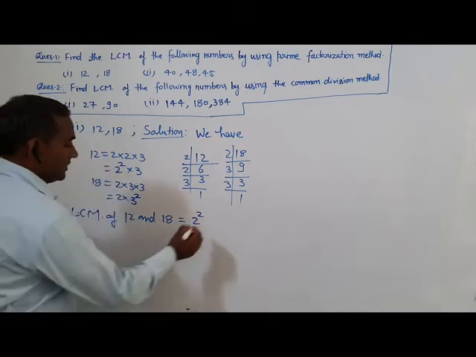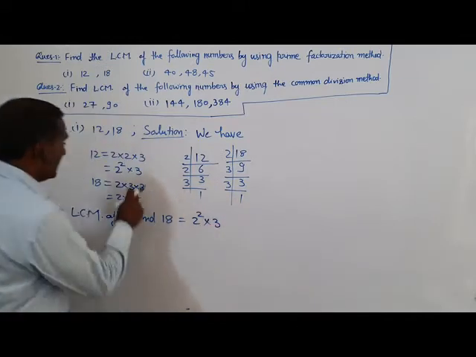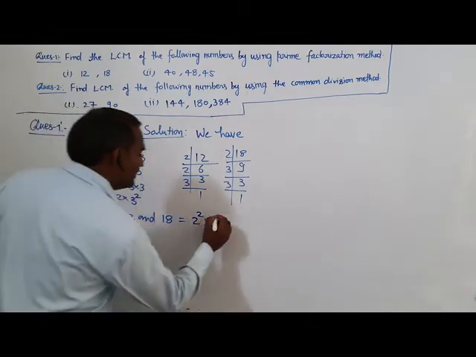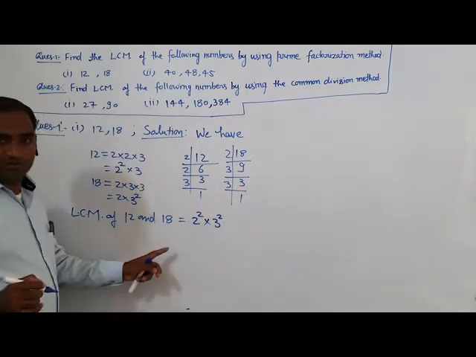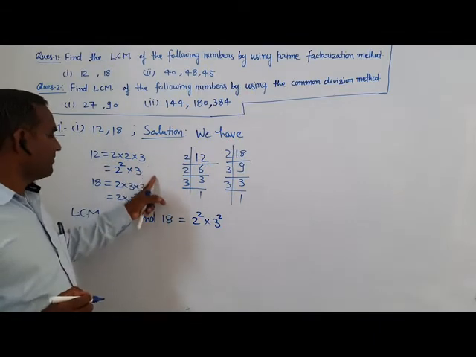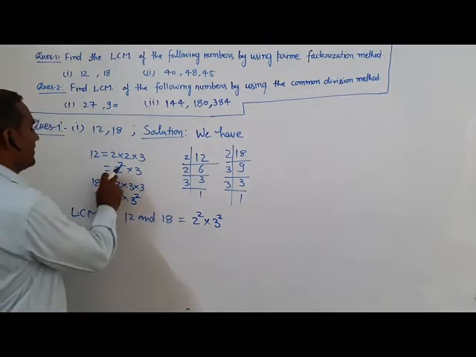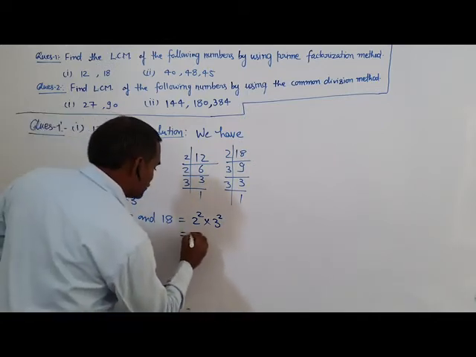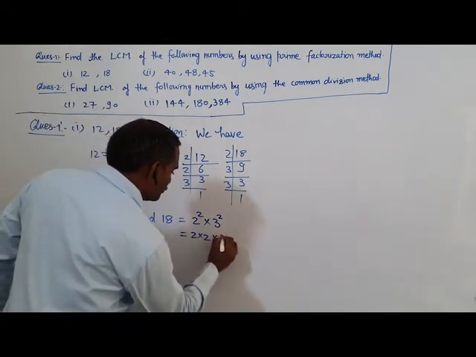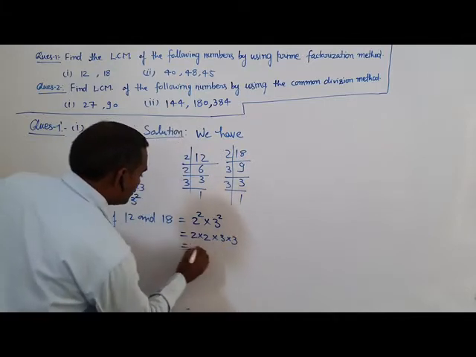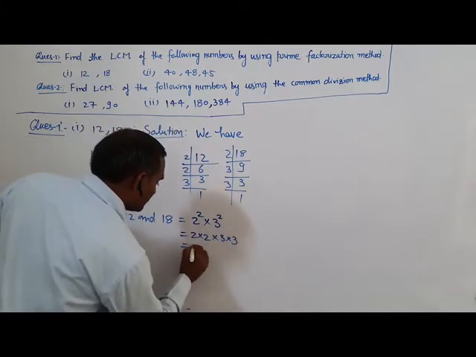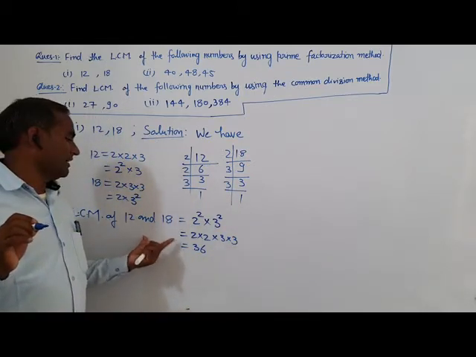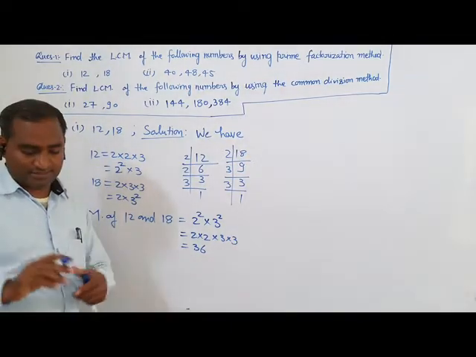And for 3, the power of 3 is 1 here, but here the power of 3 is 2. So we take this highest power. We take the highest power of each prime factor. So we multiply 2 into 2 into 3 into 3. 2 2s are 4, 4 3s are 12, 12 3s are 36. In this way, the LCM of 12 and 18 is 36.